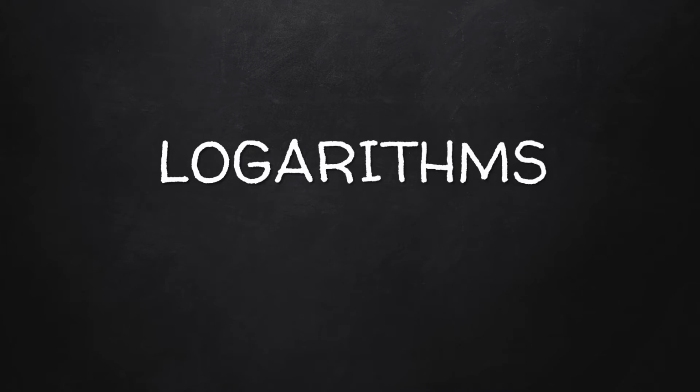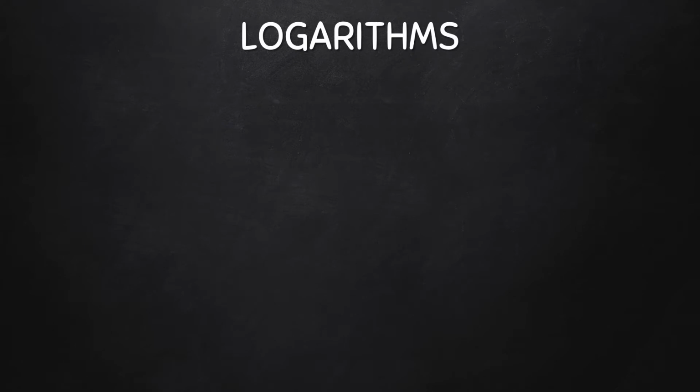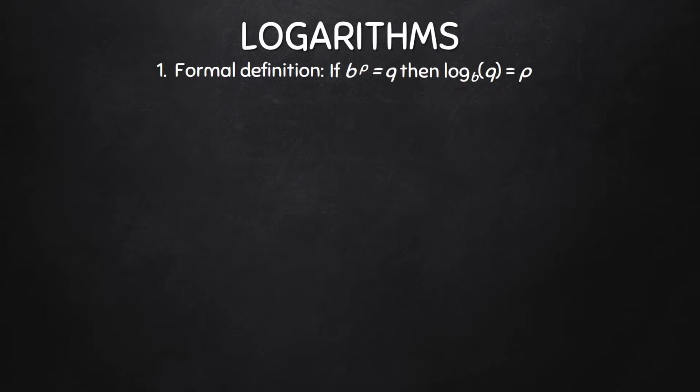Right, today we're looking at logarithms, or as we just call them, logs. What we're doing today is looking at mainly the log rules and being able to use those. Formal definition: if you've got b to the power of p equals q, then the log of q with the base of b is equal to p. So they flick around. They're kind of related to exponents in some way.